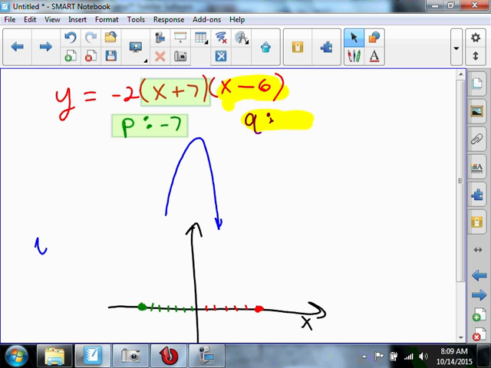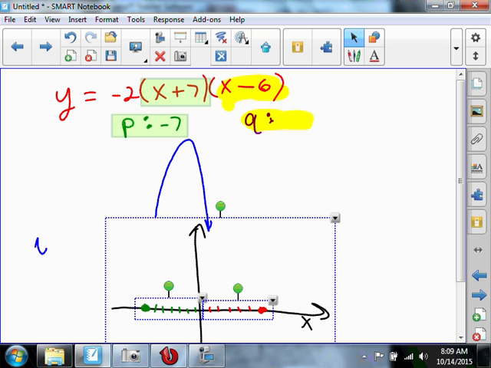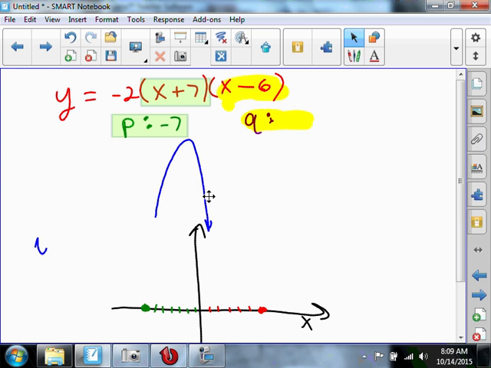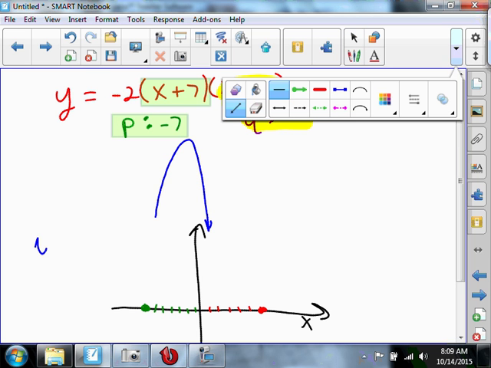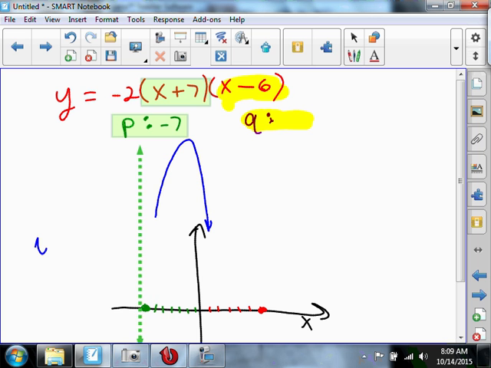How far in between P and Q do you reckon the axis of symmetry is going to be? Let me get a vertical line going. My axis of symmetry is a vertical line that bisects the parabola. How far between P and Q do we expect the axis of symmetry to be?